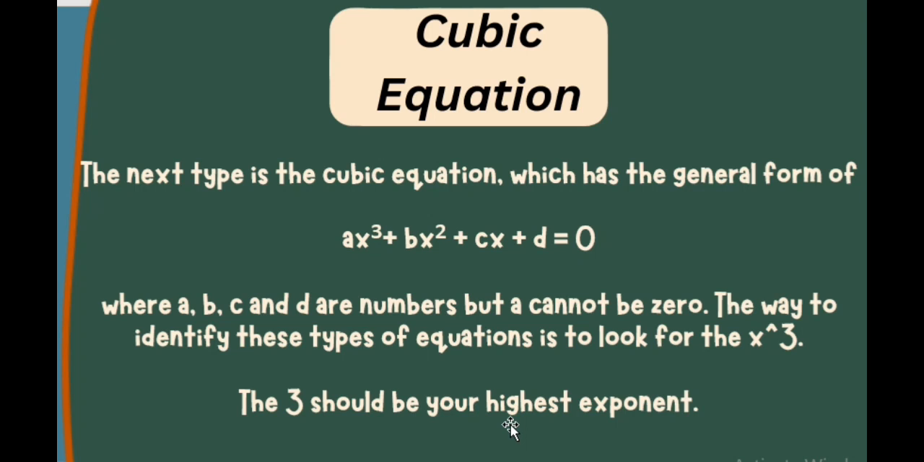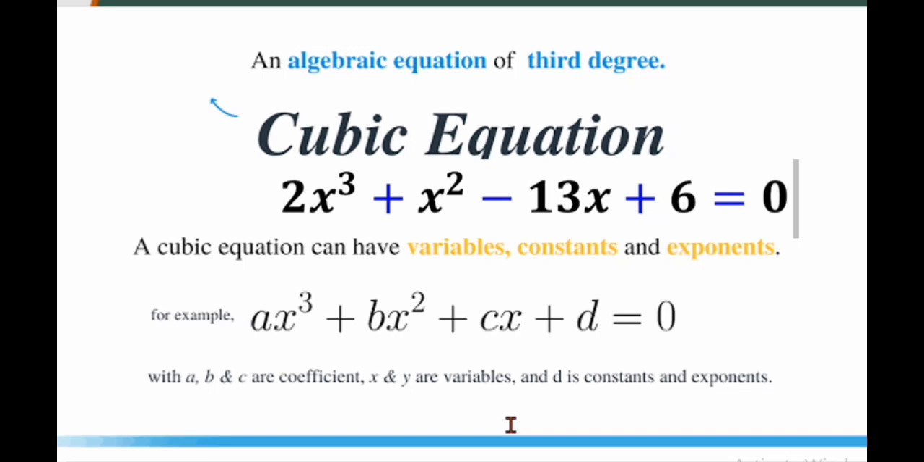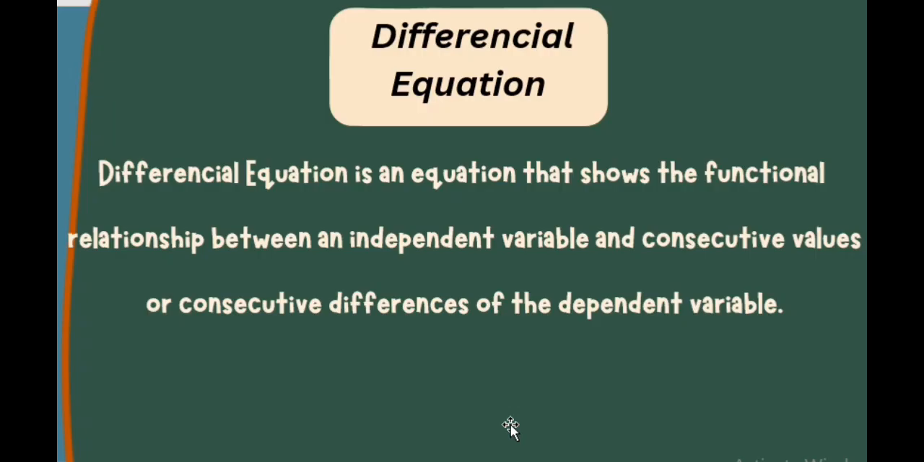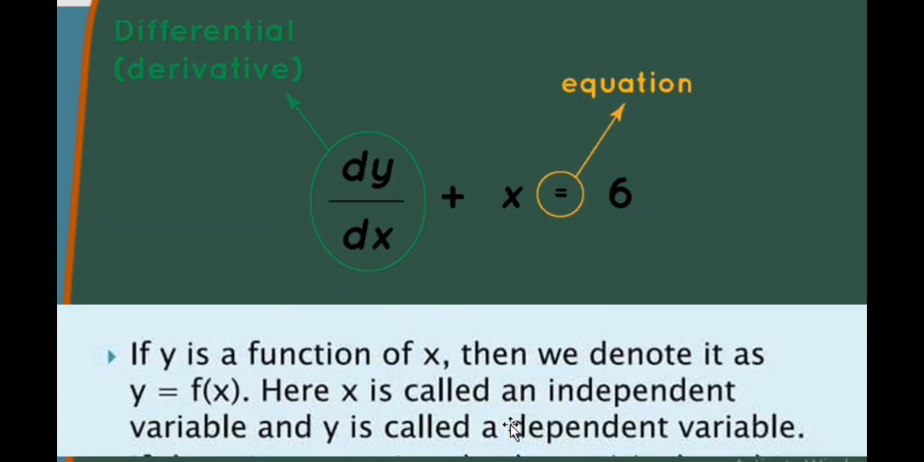Cubic equation. The next type of equation is the cubic equation, and this is an expression for a cubic equation. A differential equation is an equation that shows the functional relationship between an independent variable and consecutive values or consecutive differences of the dependent variables. So we have this expression for a differential equation. We have different methods of solving this as well.